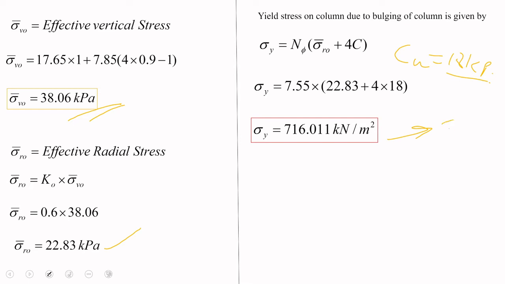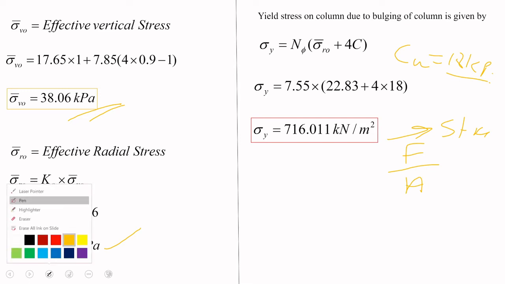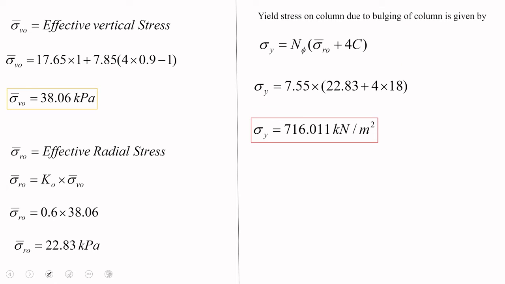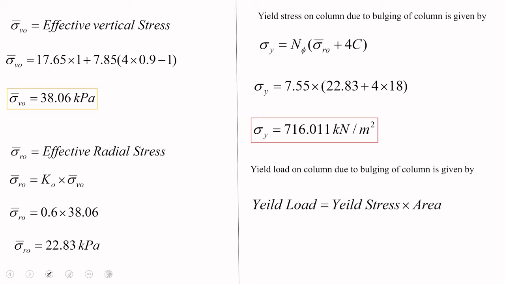This is nothing but a stress. Okay, so sigma y will be equal to 716.00 kilonewton per meter square. What is stress? This is nothing but force upon area. This is not force, so we have to just convert it into force form. Then we will get it. Sigma y is the vertical yield stress over the column. So yield load on column due to bulging of the column is given by yield load equal to yield stress into area.